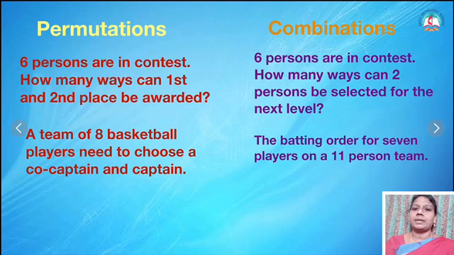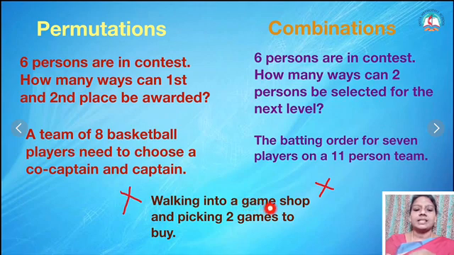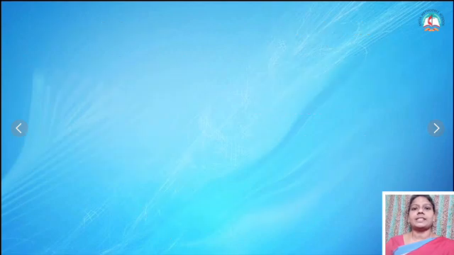Order matters in permutation. Suppose I am walking into a game shop and picking 2 games to buy. What is this? This is neither a permutation nor a combination. Why? Here the elements are not given to us. 6 persons, from that I am selecting this much. And here 8 basketball players, out of which I am going to select this. N is prescribed here, but here it is not given. N is not given. That means for the general thing we cannot do permutations and combinations. Is that clear, children? Next, we are moving to look at some properties of combinations.